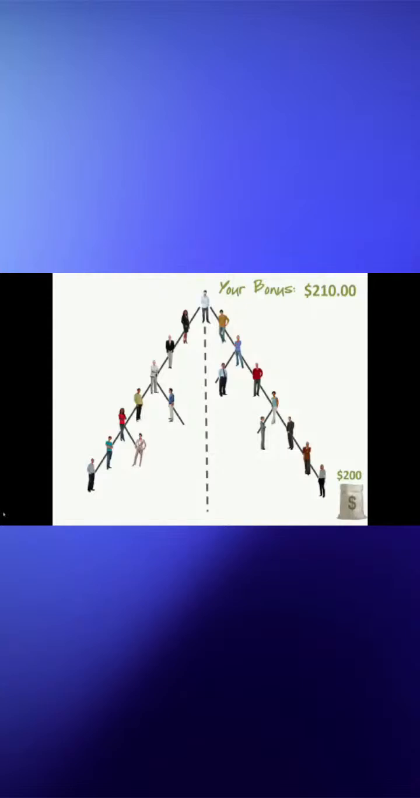Let's say that you had $2,300 on the left and $2,100 on the right. The computer would take that $200 that was banked, add it to the $2,100, and now you're going to get paid on $2,300 instead of $2,100, and you're paid $230.